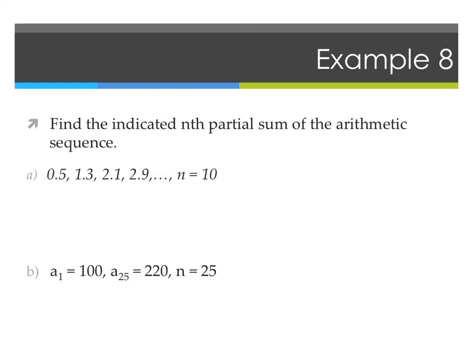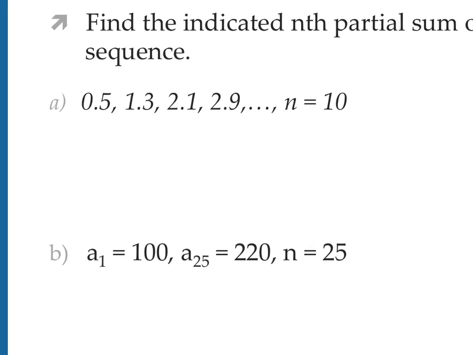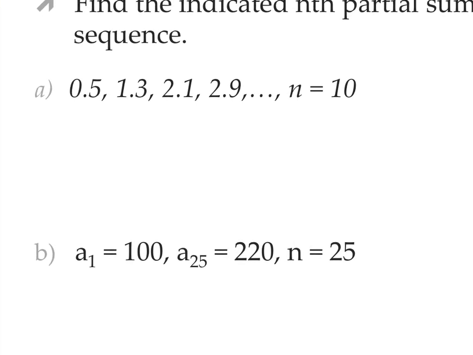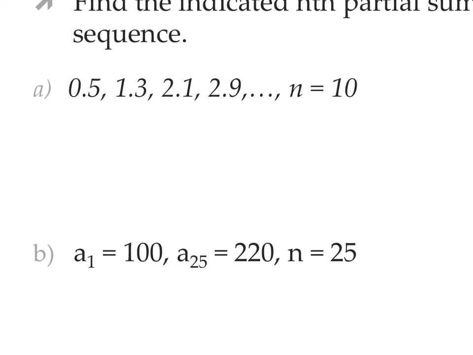Looks something like this. The first one says find the indicated nth partial sum of the arithmetic sequence, or the directions say. And yours, I think, is a typo, right? Because yours is not arithmetic. Does it say 1.1 on the second one or something like that? Right? Change it so it matches what's on the screen. Otherwise, it's not arithmetic. So it should be 0.5, 1.3, 2.1, 2.9, and n is 10.